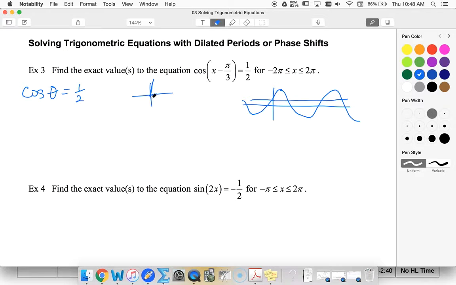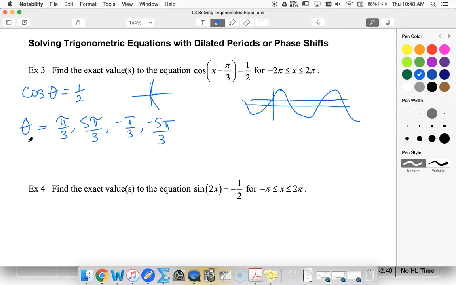Cosine is positive in quadrant 1 and quadrant 4. So I know that my possible theta values would be pi over 3, or down here I've got my 5 pi over 3. If I think about my negative values, I've got negative pi over 3 or negative 5 pi over 3. And I could keep adding multiples of 2 pi to get further values.